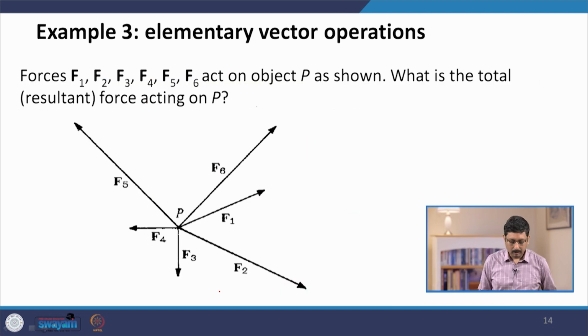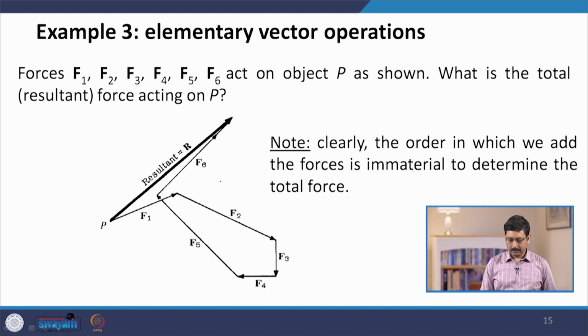Our third example: forces F1 to F6, so there are 6 forces acting on an object P. This is F1, this is F2, this is F3, F4, F5 and F6. What is the total or the resultant force acting on P? That means we have to find the sum of these 6 forces F1, F2, F3, F4, F5, F6. This is the easiest way since the components are not given.